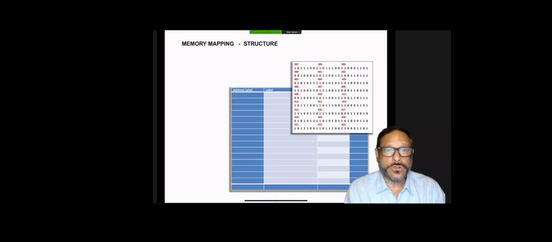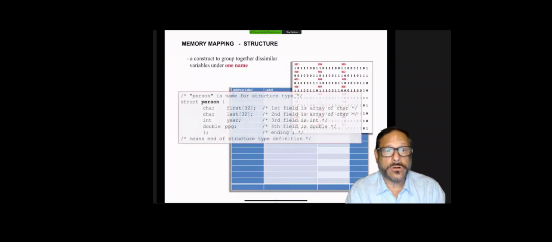We continue our journey of discovery of the language C by looking at the construct of structure. Now, a structure is going to be a grouping together of dissimilar variables under one name.